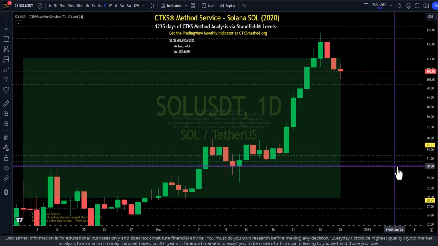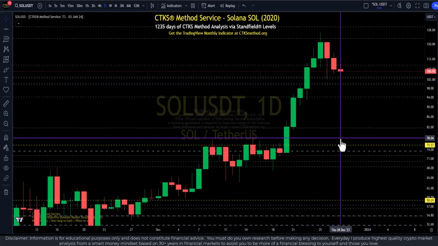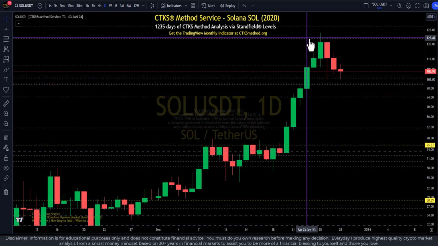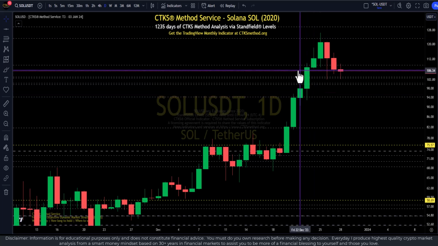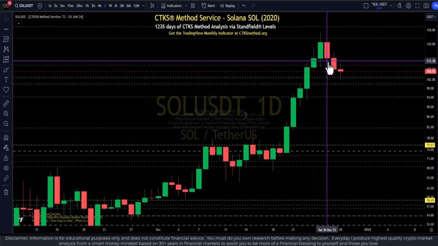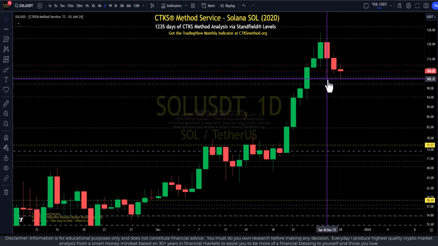When it comes to analyzing price history, what we're seeking to do is to create statistically significant lines of resistance and support. You can see up here that Solana was trying to get above this 123.02 mark. It couldn't get through it. It came down from this resistance down to support but couldn't hold it. It needed to go down lower.